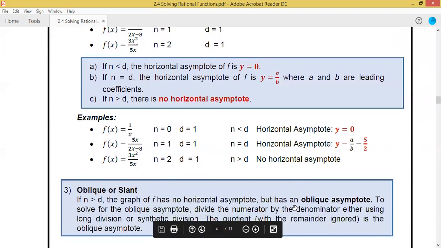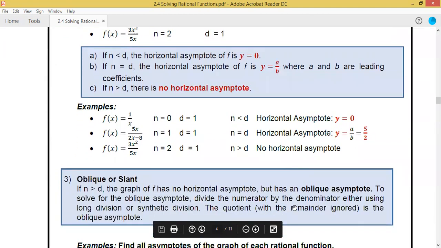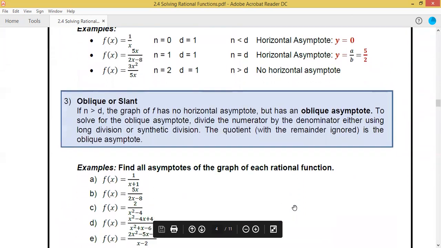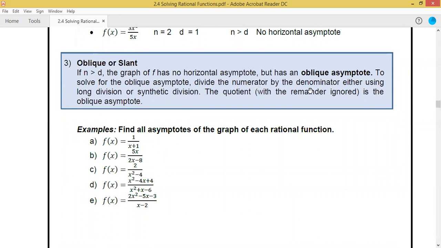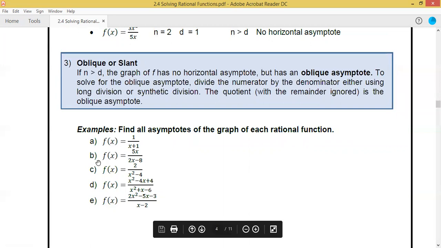If there's no horizontal asymptote, then we expect an oblique or slant asymptote. How do we do it? We divide the numerator by the denominator using long division or synthetic division. The quotient, and you need to ignore the remainder, will be the equation for the oblique asymptote. Let's try to answer these examples.